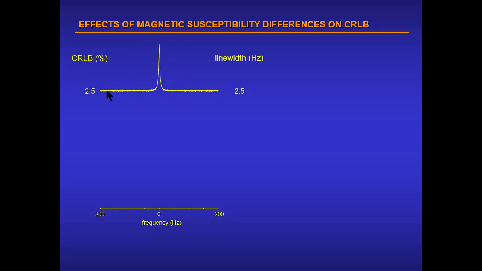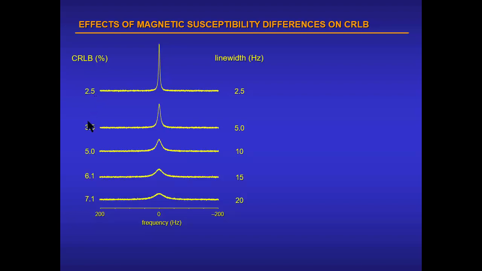So in this case, with this signal to noise and this line width, we have a 2.5% error in estimating its amplitude. If we now make the line width wider and wider, you can see that the error in estimating its amplitude goes up. And that is a well-known relationship: the error is directly proportional to the square root of the line width.